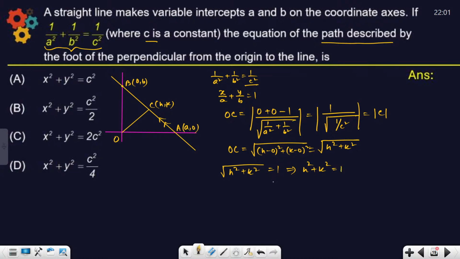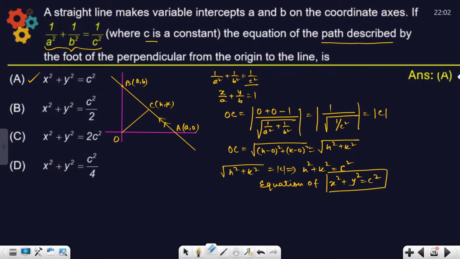Thus the equation of the locus. What is the equation of the locus? That is equation of the foot of the perpendicular drawn from the origin on this given line. It is x square plus, I'm sorry, it is not 1. This is your modulus of c. So this will be your c square. Is it clear? So the locus will be x square plus y square is equal to c square. That's it. So option A is correct for this problem.